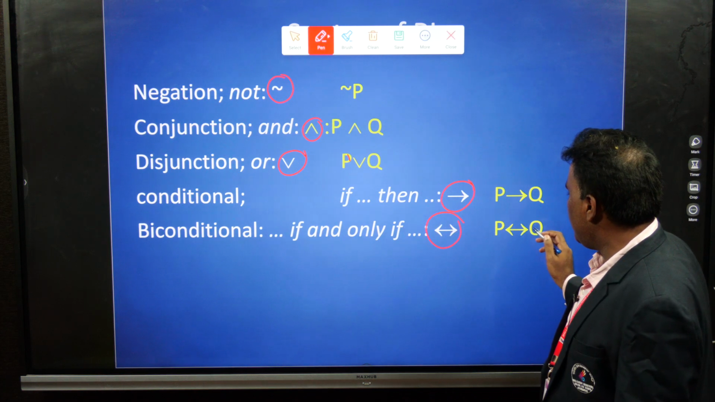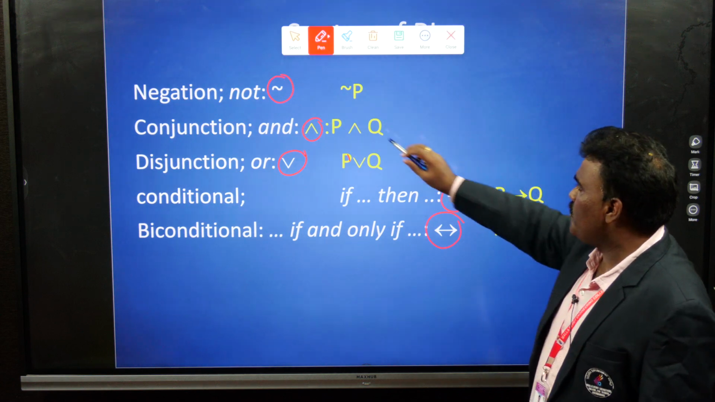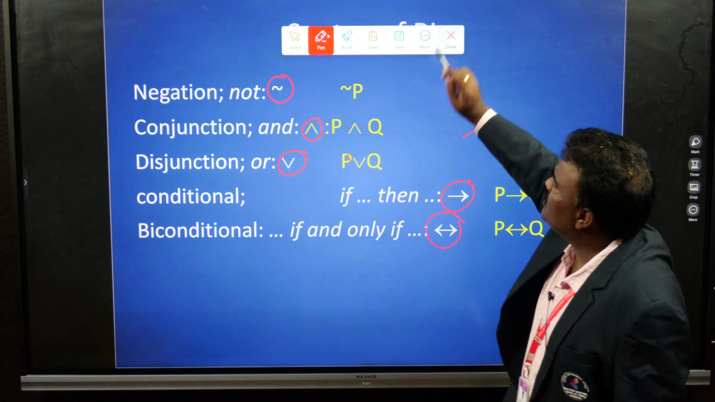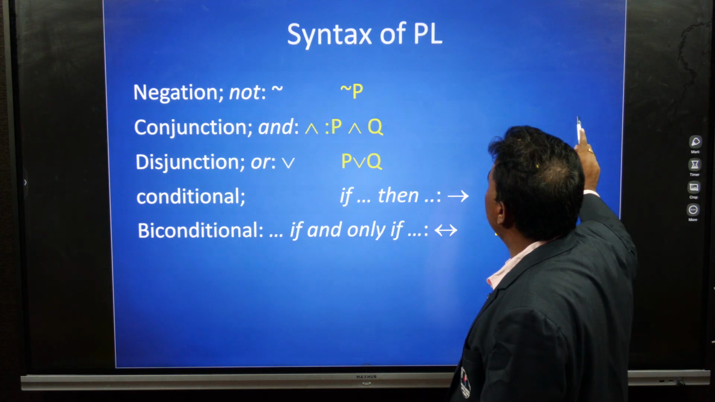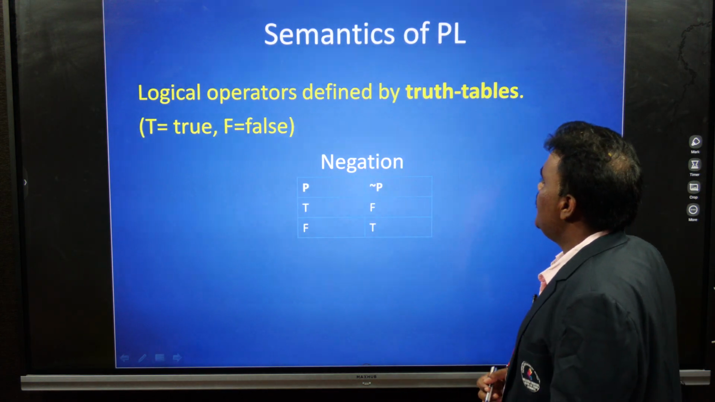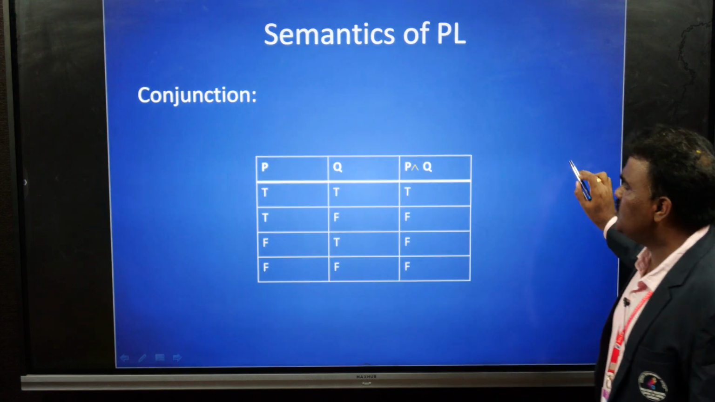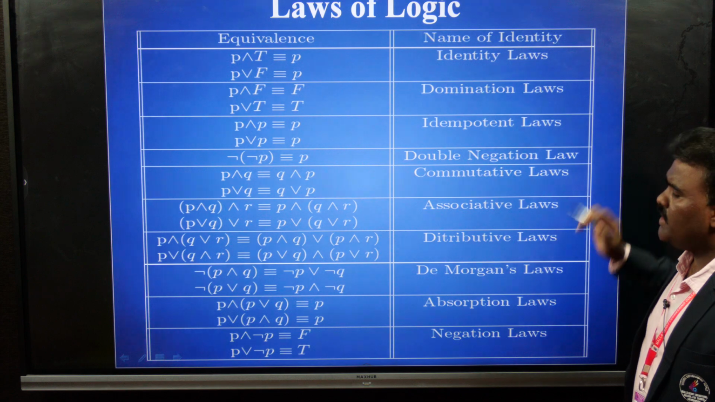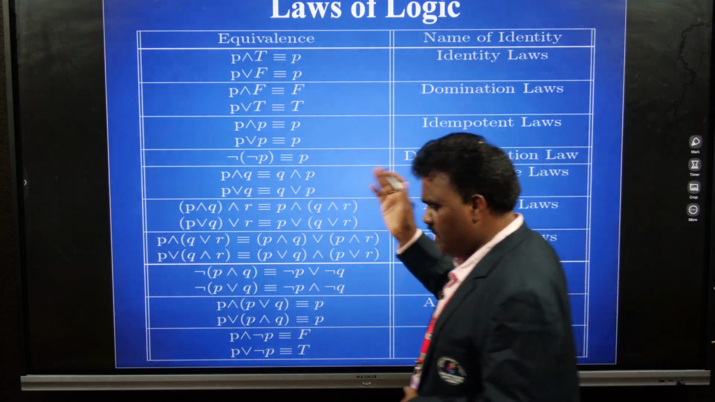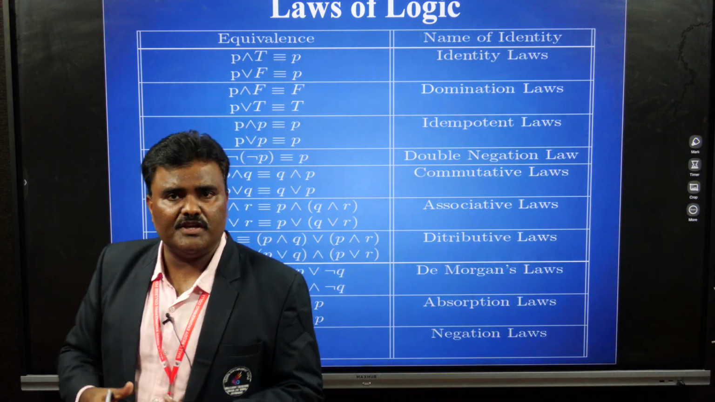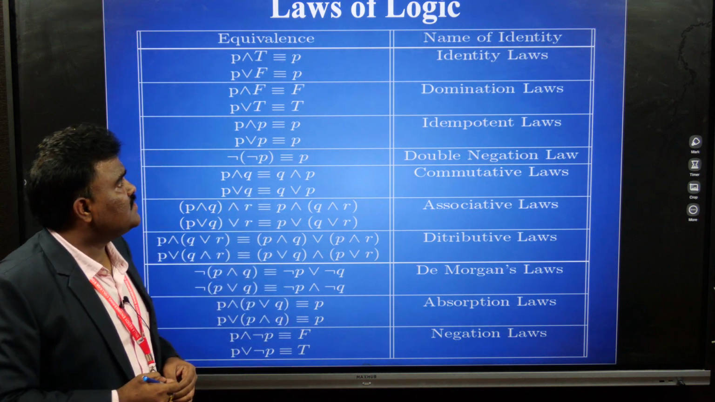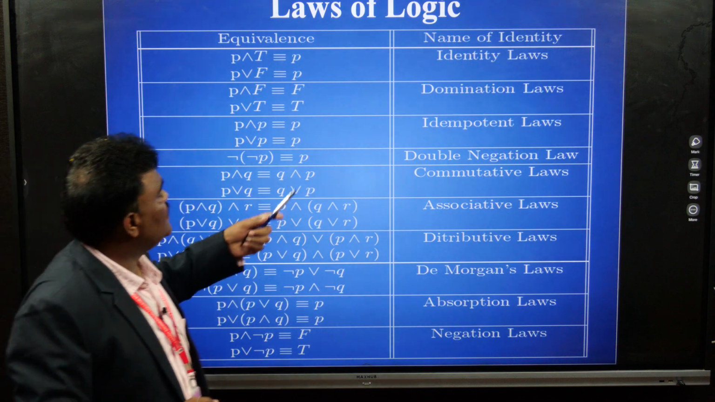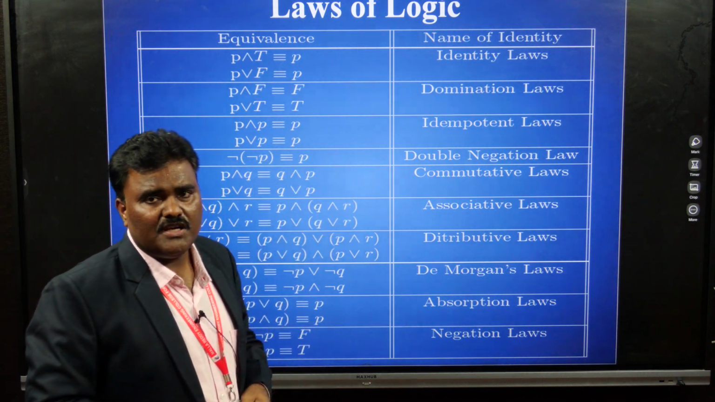So here P bidirectional Q, P implies Q, P and Q, P or Q, negation P. In this way we have to represent the syntaxes of propositional logic: negation, conjunction, disjunction, conditional, biconditional. And in order to solve the problems, we need to have some idea about these laws of logic. Generally we have an equivalence statement as well as the name of the identity.